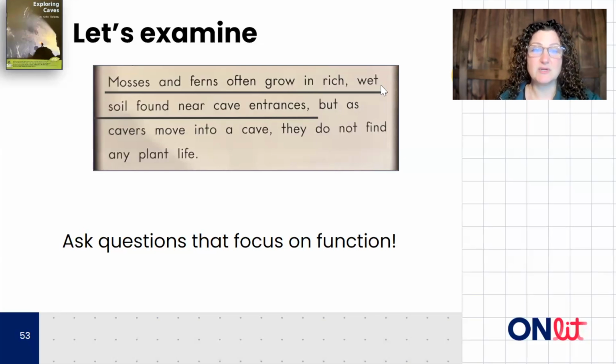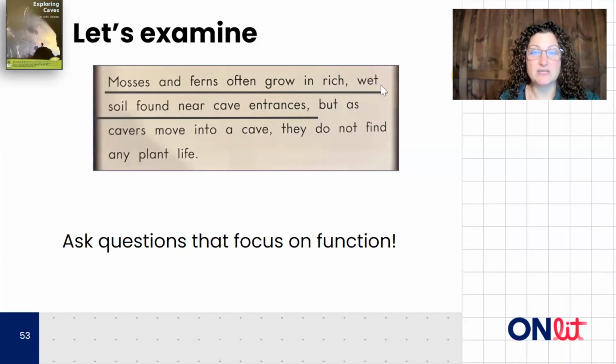Instead of always having students identify the words in the sentence, we might change up our questioning and ask them to identify the functional question that is being answered. For example, what does in rich, wet soil near cave entrances tell us in this sentence? What functional question does that answer? That's right, it tells us where the mosses and ferns grow.